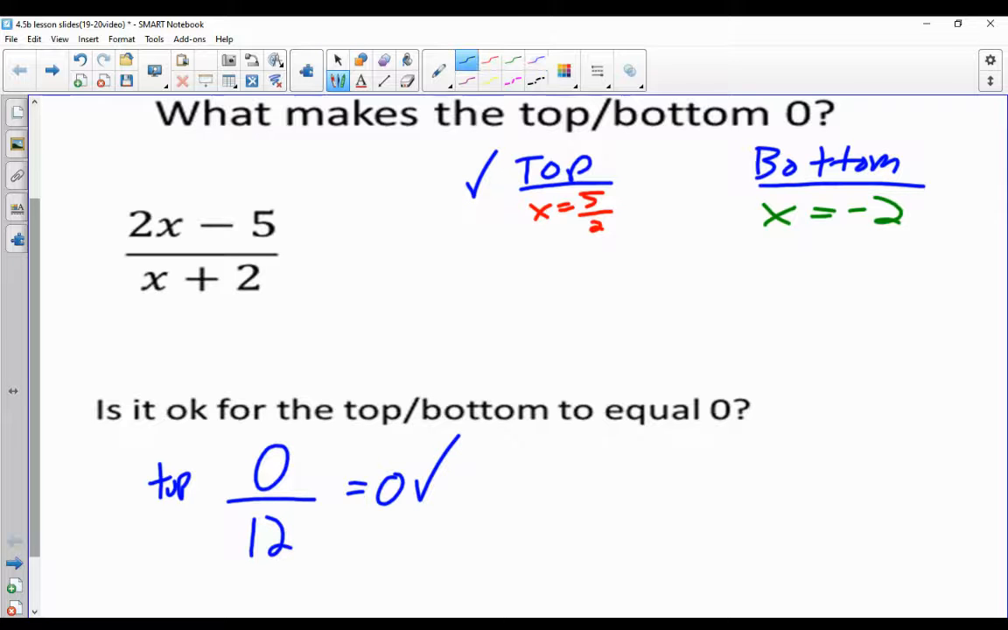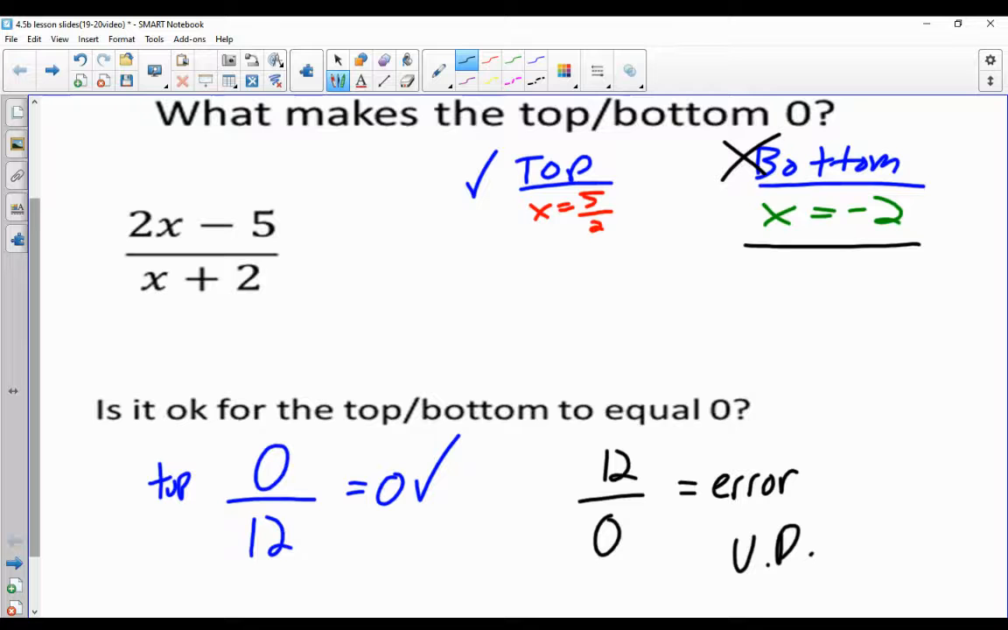But what if it was the other way around, where you had 12 divided by 0, where 0 is on the bottom? If you put 12 divided by 0 in your calculator, you're going to get a calculator error, which actually means this is undefined. So we cannot have 0 on the bottom. Or more specifically, when you write this statement, you specifically have to say x cannot equal -2.